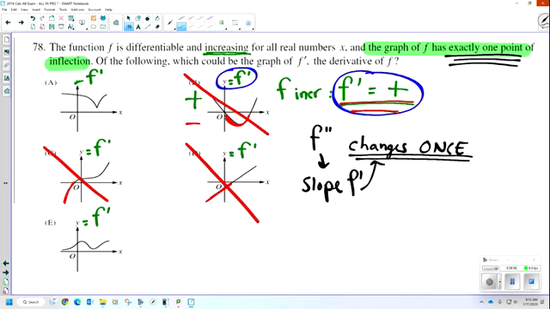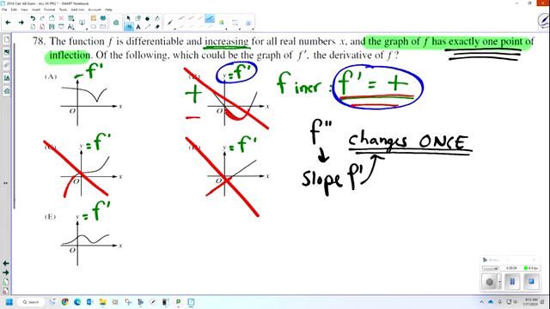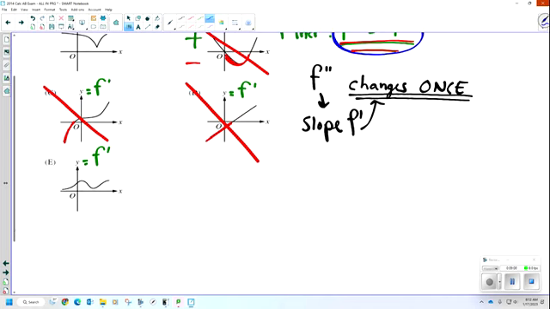Let's take a look at A and E. And if you're good at this, you should know the answer already. Let's take a look at E. Okay, I'm going to scroll down here. My slope should change once. That's a positive. Comes down here for a negative. Oh, that's 1 change, but then it changes again to positive. That's 2 changes. It can't be this one.